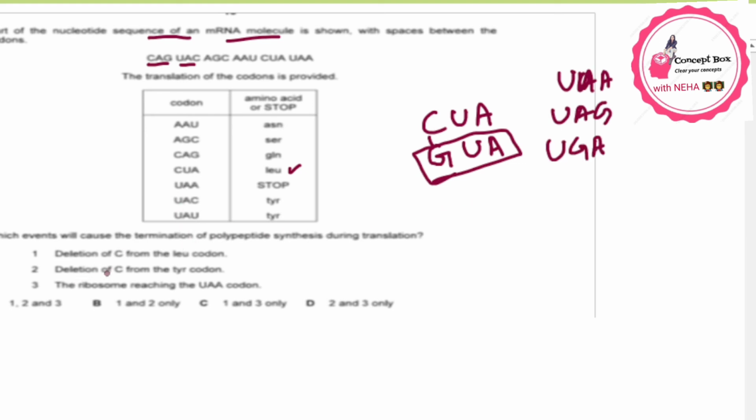So next one is deletion of C from TYR. So UAC is written for TYR, the amino acid tyrosine. If I delete the C, then it will pair with G. So UAG is the stop codon. Yes, this will be the option. And the ribosome reaching the UAA. UAA is also the stop codon. So 2 and 3 will be the answer. D is the answer.